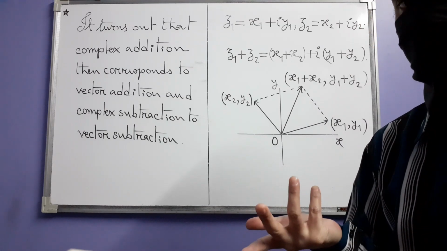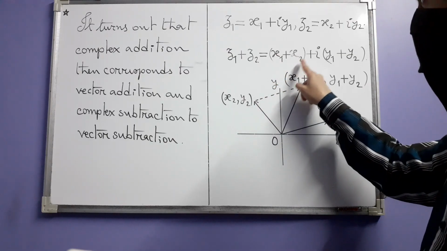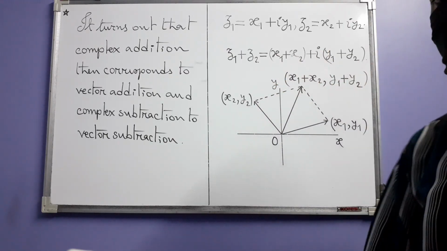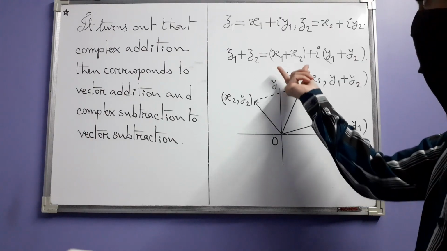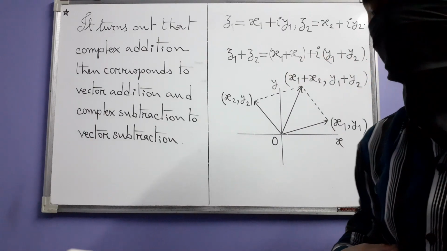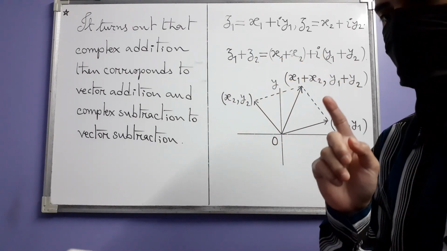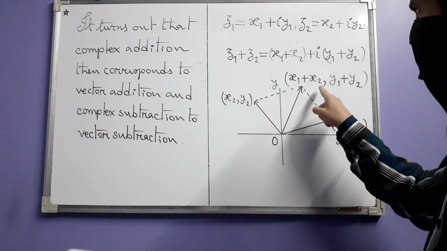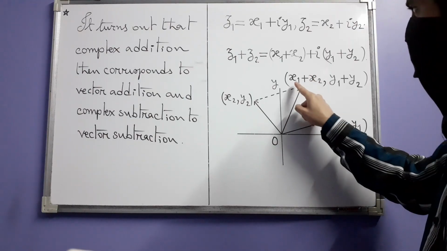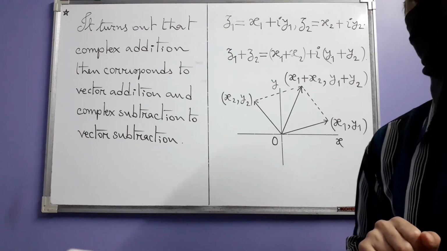Then you know how the addition works. z1 plus z2 will be x1 plus x2 plus i times y1 plus y2. So that means this is the real part and this is the imaginary part of the sum. So corresponding to this sum, there will be a point in the plane, and that point is this point, whose x coordinate is x1 plus x2 and y coordinate is y1 plus y2.